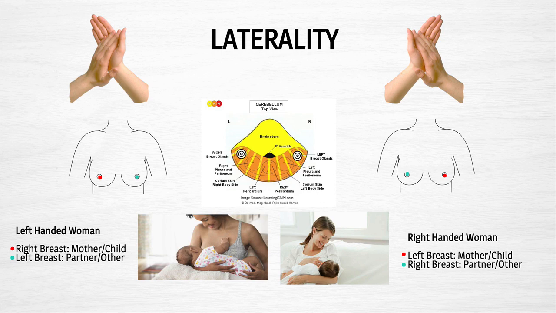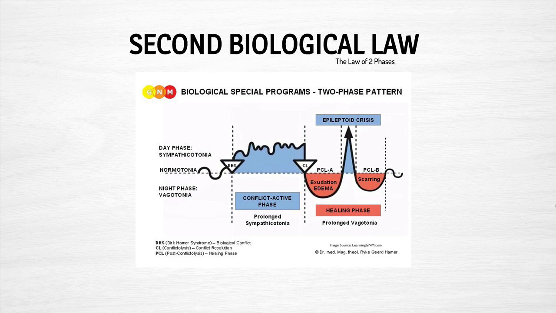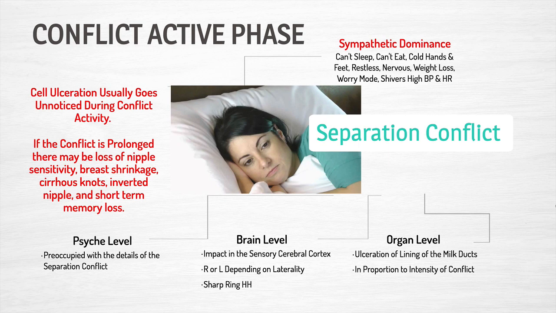So let's go through the second biological law for the ductal cancer and what kind of symptoms and things we have going on. So first, there is the psyche level. So the separation happened, the miscarriage happened, the loss, the divorce, you just found out about it. So you're preoccupied with this, with the separation conflict. And your body physiologically is in sympathetic dominance. So you're having trouble sleeping, cold hands and feet, nervous, restless, in this worry mode. But typically you aren't feeling any symptoms of the erosion of the breast duct, and it normally just goes unnoticed.